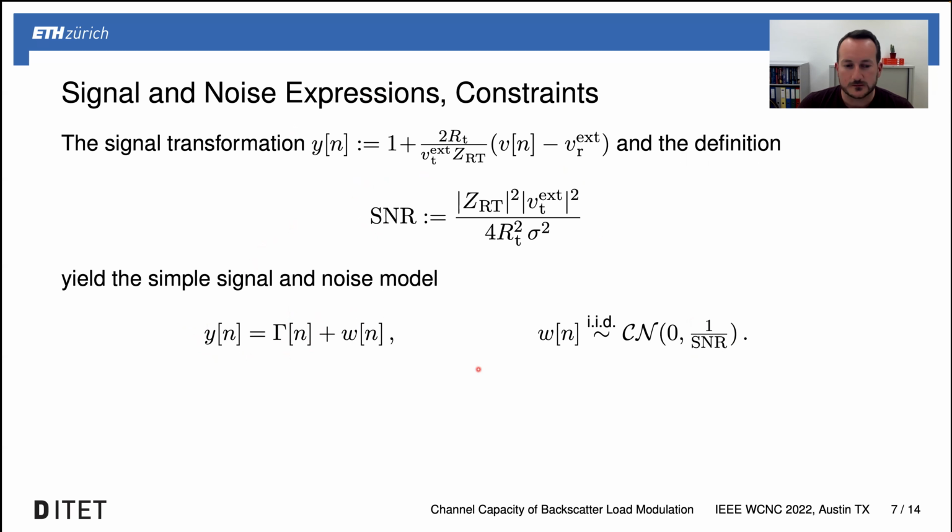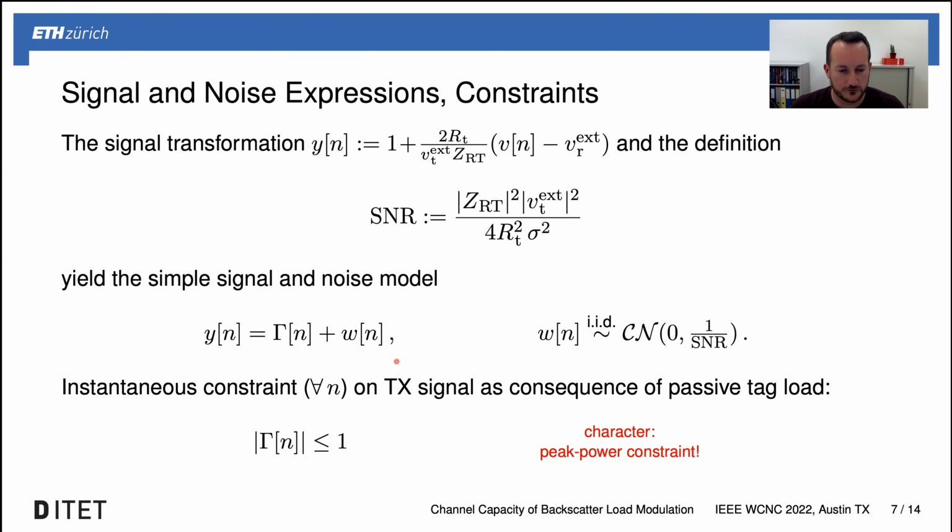And this is now almost applicable to information theory, but we are missing the constraints on the transmit side. Actually, we have already discussed them. So for every sample time index n, the load reflection coefficient has to be on the unit disk. That means the absolute value has to be less or equal 1. And this has the character of a peak power constraint. So it's not physical power, but that doesn't matter from a mathematical perspective. It's the same as a peak power constraint.